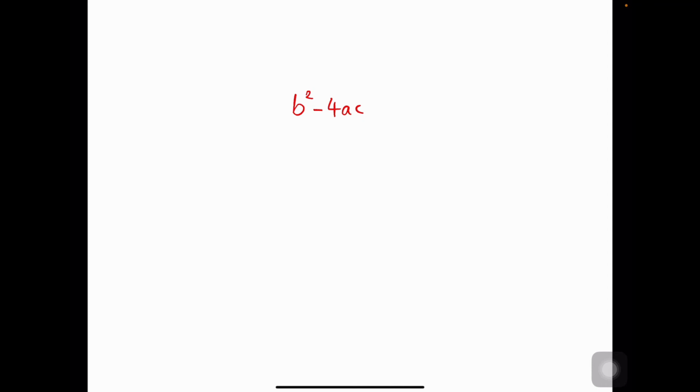And if it is greater than 0, we will have 2 roots, so 2 solutions for a quadratic equation. If it is equal to 0, we will have 1 root, and the line is a tangent to the circle, so it hits the circle at just 1 point. And if b squared take away 4ac is less than 0, then we have no real solutions to that quadratic equation.